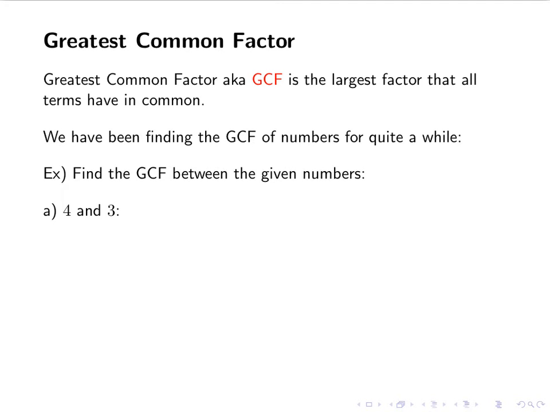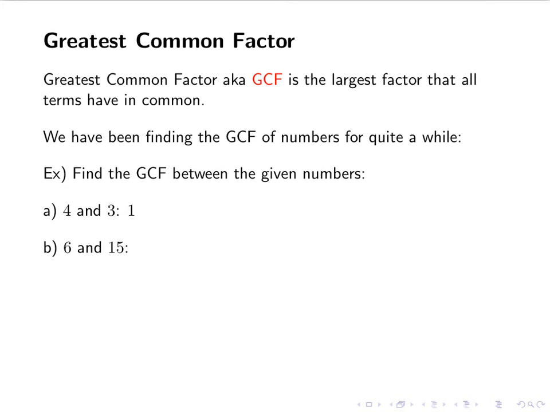So in order to find the GCF, what we're going to do is we're going to factor both of our numbers. So 4 is 2 times 2, and 3 is just 3. So what is the greatest one of these that they have in common? Well, really that's a factor that I didn't show, which is 1. So every number has a factor of 1, and that happens to be the only factor 4 and 3 have in common, so therefore it must be the greatest common factor as well.